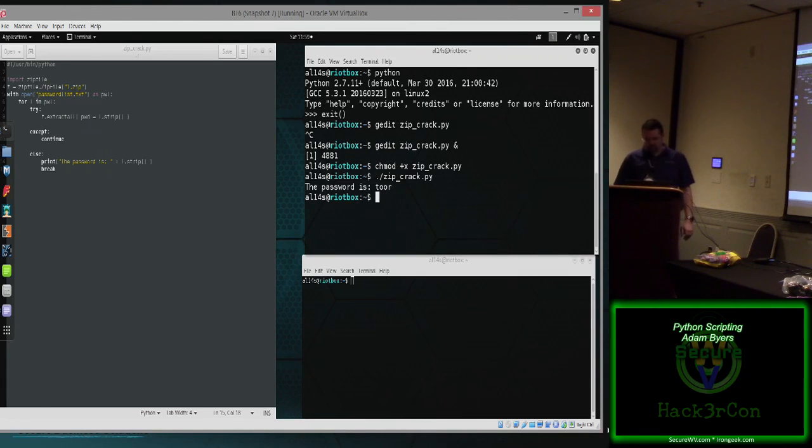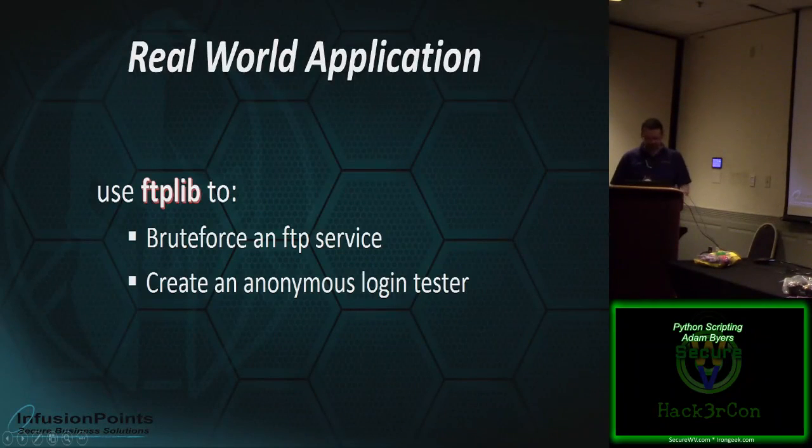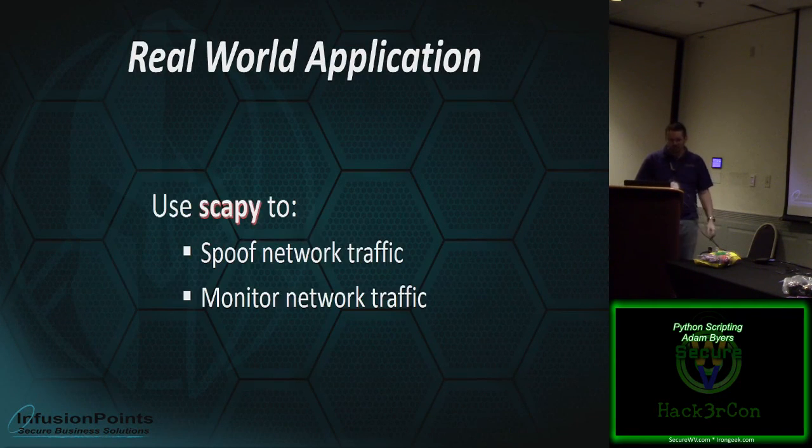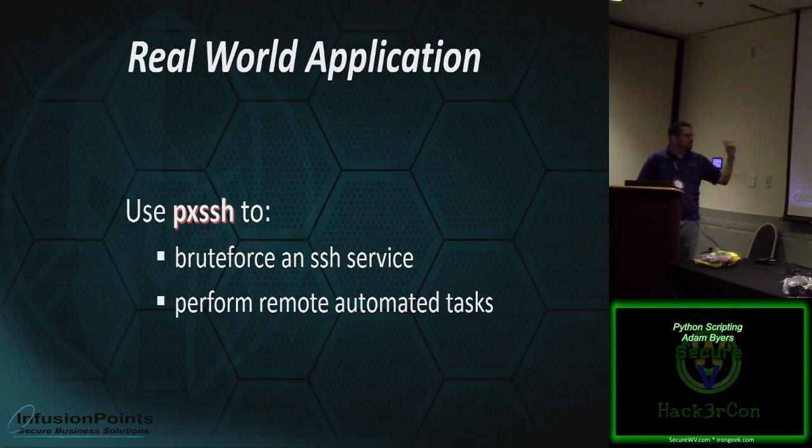So, what did we get out of the Python class? We wrote zipfile, right? Some stuff, we got like 30 seconds left, but ftplib, work with FTP services. Scapy, you can create network traffic, monitor network traffic. This comes in really handy. pxssh is another good one. Paramiko is one that I use. It is nice. For interacting with SSH, a lot of my interactions with that I use Paramiko.